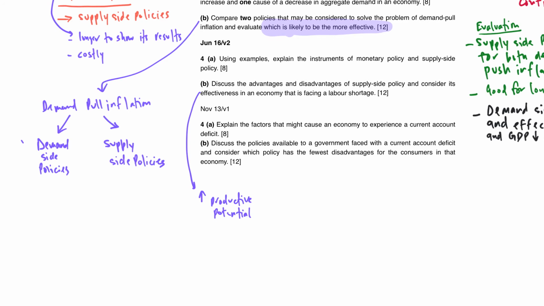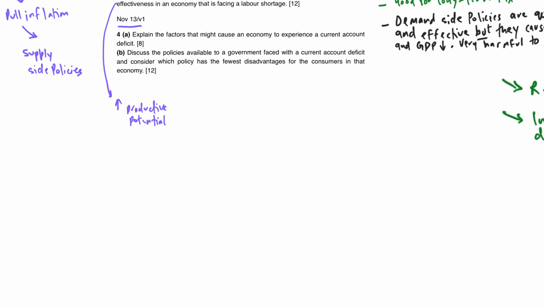I added this question because it talked about how government policies are used when there's a current account deficit. So they said discuss the policies available to a government faced with the current account deficit and consider which policy has the fewest disadvantages for the consumers in that economy. So let's discuss the policies to fix the current account deficit.